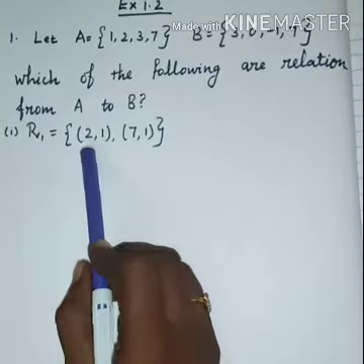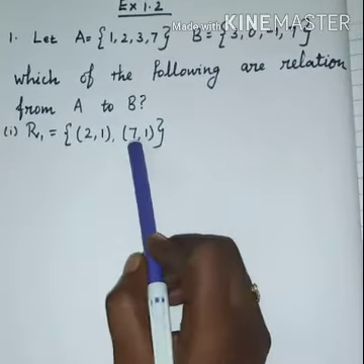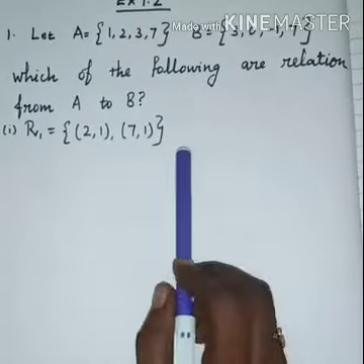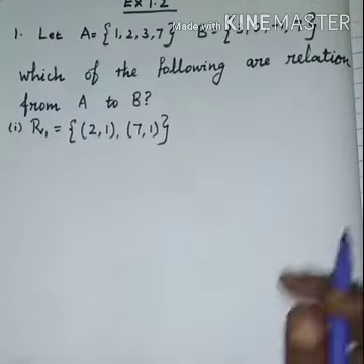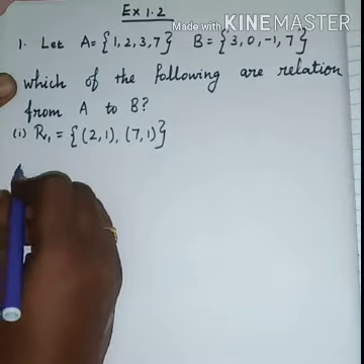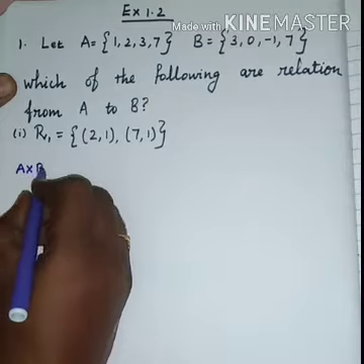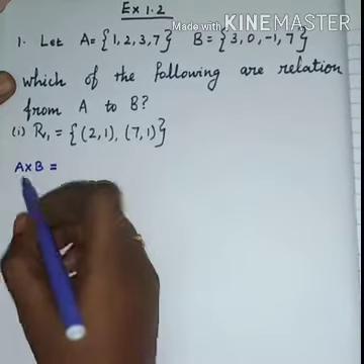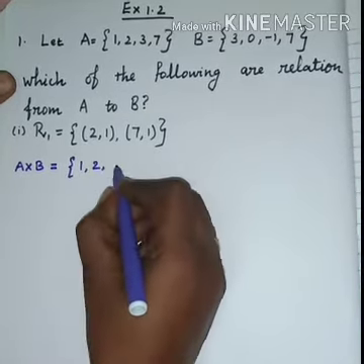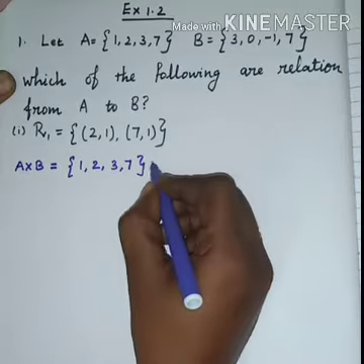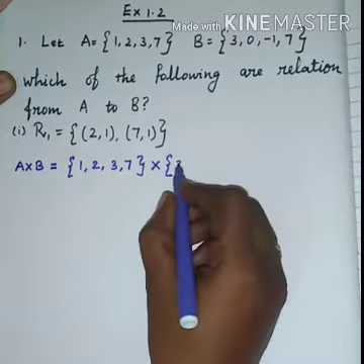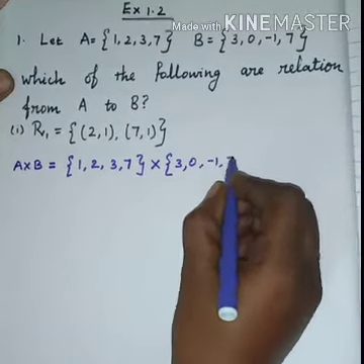Here R1 has two elements. One is (2, 1) and another one is (7, 1). We have to check whether this R1 is a relation or not. For this, we have to find A cross B first. A cross B is equal to, we have to write the set A first. So A is {1, 2, 3, 7} and put the cross. Next, we have to write the elements of B: {3, 0, -1, 7}.